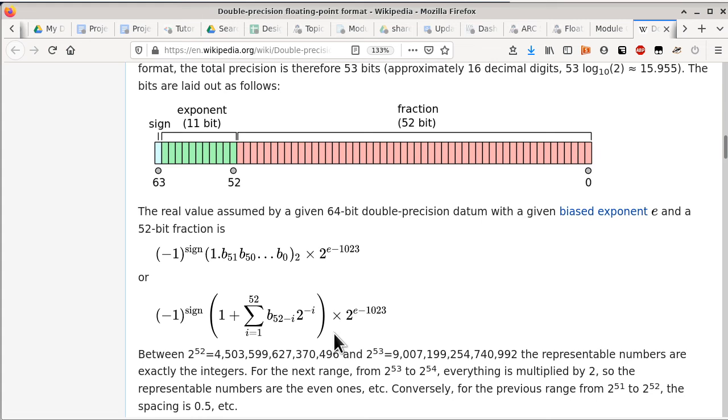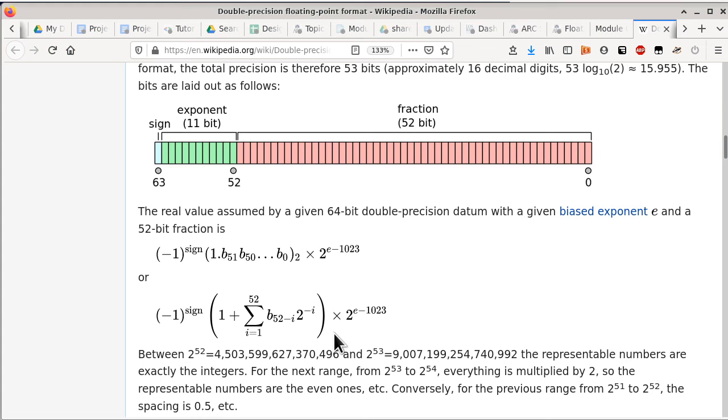What about this portion here? 1 plus, and then the big huge sigma thing. That one takes a look at all the pink portion of this expression. The 1 plus is outside of the summation, outside of the sigma, because the 1 point is implicit. So that's why the 1 plus is outside of the sigma. It does not depend on any bits in the 64 bits of a double precision floating point number.